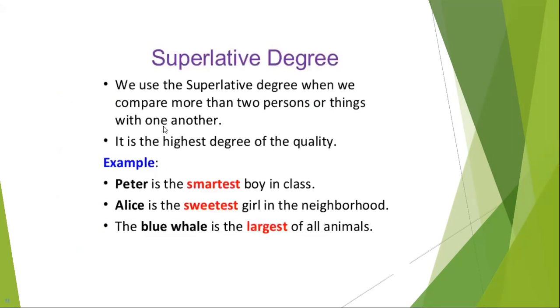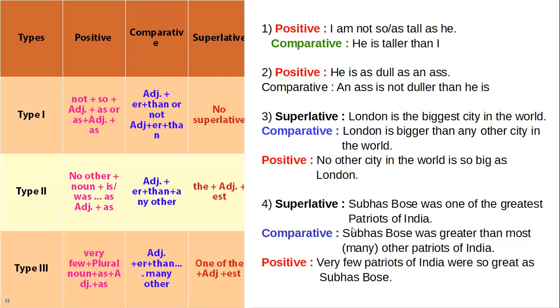Comparative is formed by adding er to the positive degree. Then the superlative degree: we use it when we compare more than two persons or things with one another. It is the highest degree of the quality. For example, Peter is the smartest boy in class. Alice is the sweetest girl in the neighborhood. The blue whale is the largest of all animals. This is the structure for degrees of comparison.